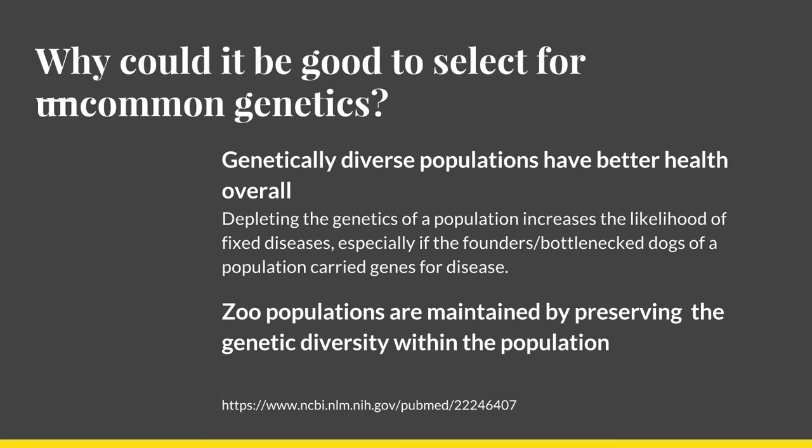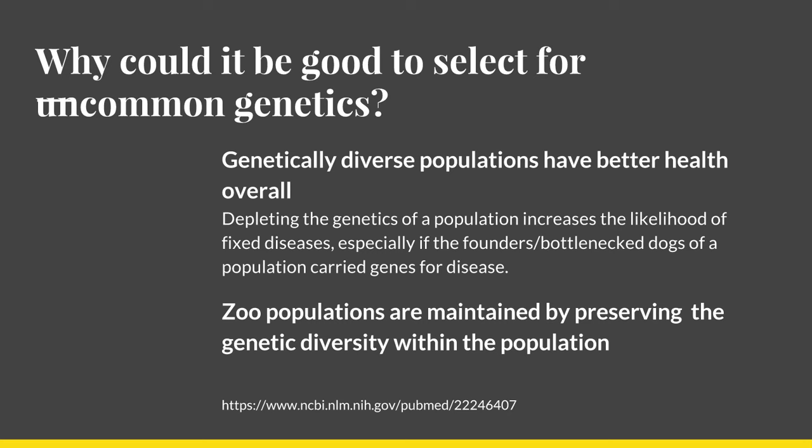So why could it be good to select for uncommon genetics? Genetically diverse populations have better health overall. This has been shown in wild populations. They naturally select for mates that are very different from themselves and they have less autoimmune issues. Depleting the genetics of a population increases the likelihood of fixed diseases, especially if the founders and bottleneck dogs of that population carry genes for disease.